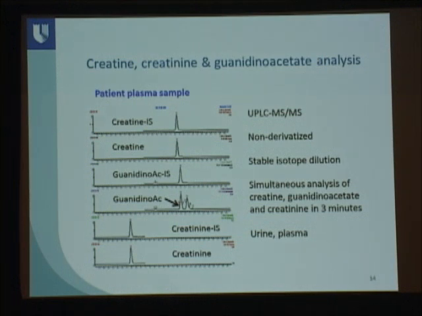So this is how we do it in the lab. It's an improvement of the original method that we published. It uses UPLC, tandem mass spectrometry, and hydrophilic interaction chromatography. It's what we call a dilute and shoot method. We take the urine, we mix it with these standards, and we inject it on the column. Plasma requires a protein cleanup step, but it's very simple. And this non-derivatized method allows the simultaneous measurement of the three metabolites, creatine, creatinine, and guanidinoacetate.